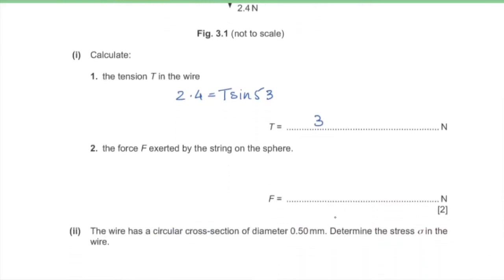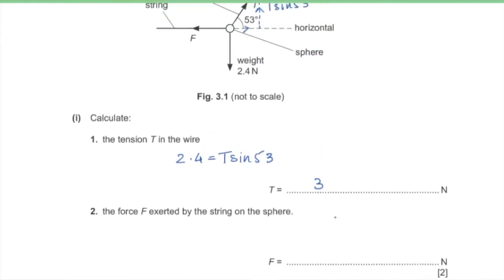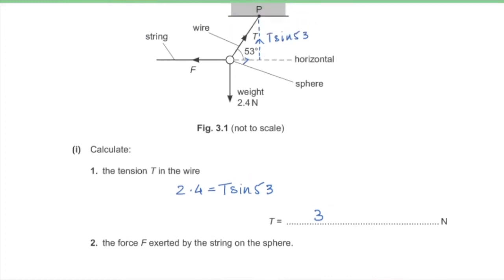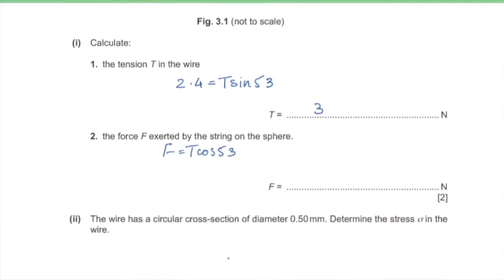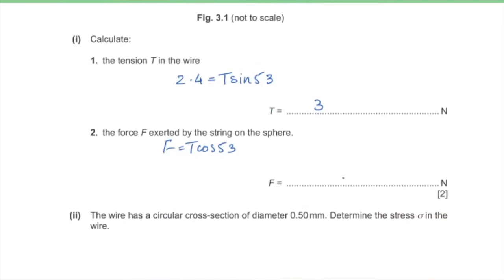The force F exerted by the string on the sphere, so again it is at rest, meaning all the forces acting towards the right will be equal to all the forces acting towards the left. So the force acting towards the right is the horizontal component of tension T. So this horizontal component is equal to T cos 53. So F is equal to T cos 53, and since T is 3, 3 into cos 53 is going to be equal to 1.8 newtons.